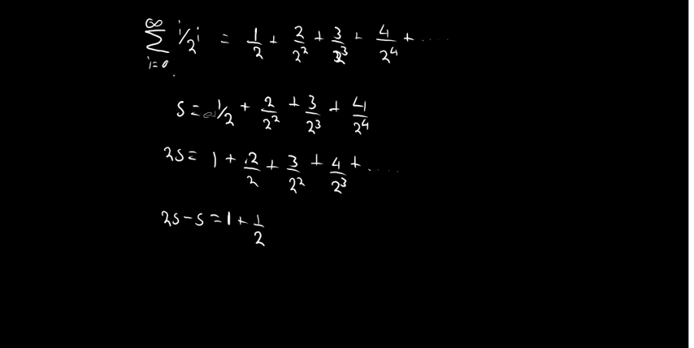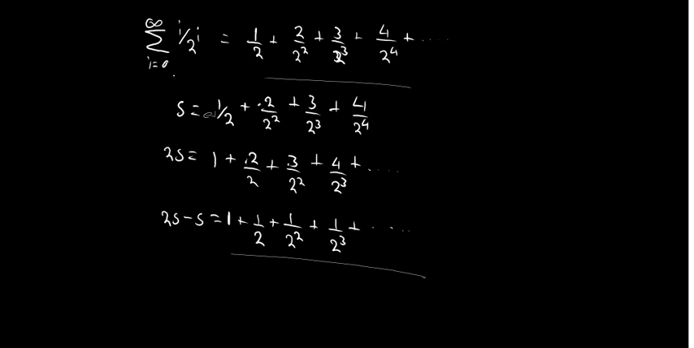We continue. 3 over 2 squared minus 2 over 2 squared is going to be 1 over 2 squared. 4 minus 3 is going to give us 1 over 2 to the power 3. Plus, it keeps on going like that to infinity: 1 over 2 to the power 3, 2 to the power 4, 2 to the power 5, 2 to the power 6, 2 to the power 7, 2 to the power 8, all the way up to infinity, and this is S. So what have we done here? We've basically gotten this equation and transformed it to a more digestible form.